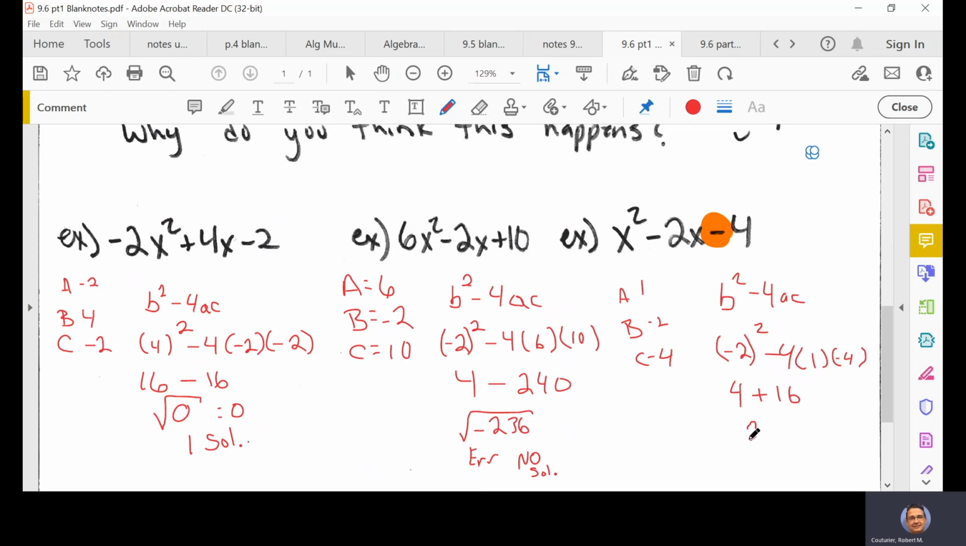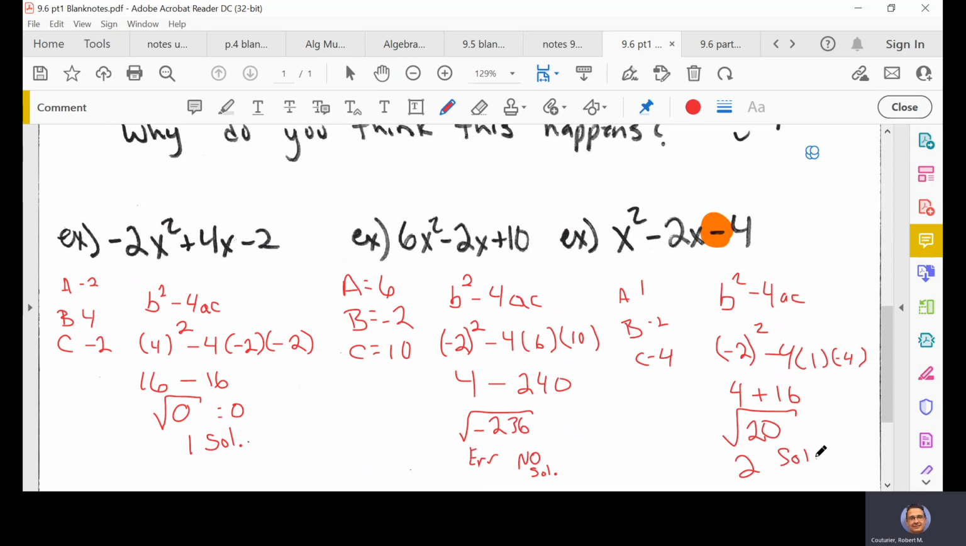And when we add these together, we get a 20. And that is a positive number. The square root of 20 will actually give us two different numbers. They're not pretty, but it's like 4.472135. So you could have plus or minus the square root of 20. That's going to give you two solutions to this problem. Two solutions. All right, and that is all this is.